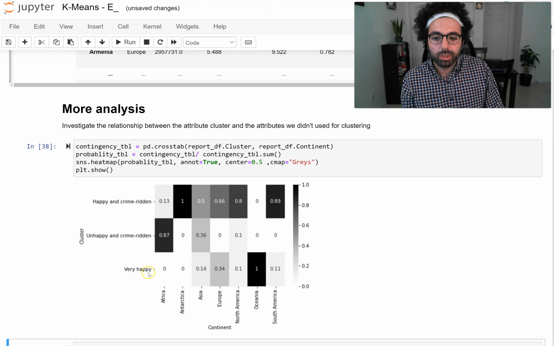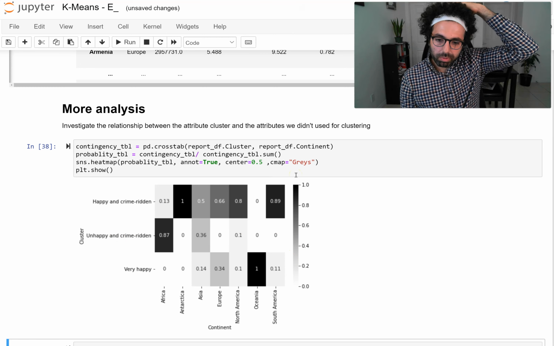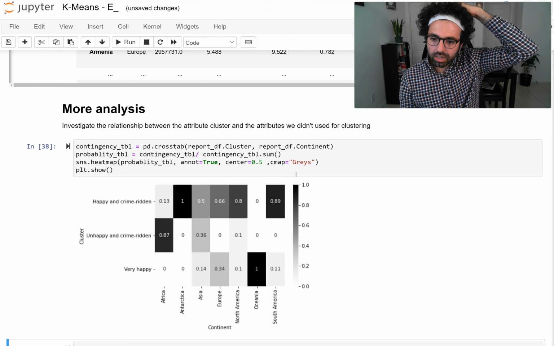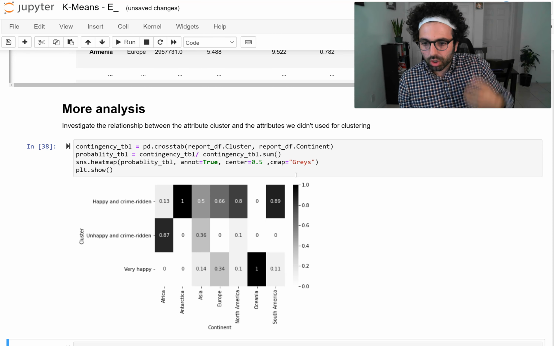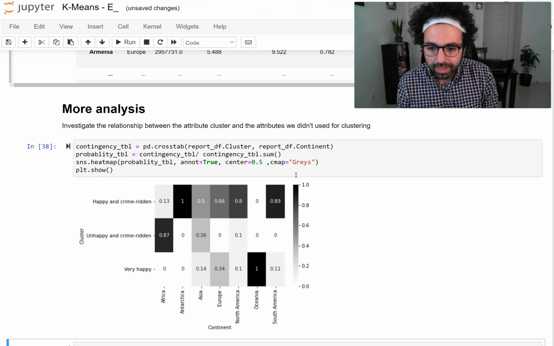If there were no relationship, we would be seeing the same color here. We wouldn't be seeing the change of the colors. So basically, we see all of the countries in Oceania, a good number of countries in Europe, and some countries in South America, North America and Asia are very happy.